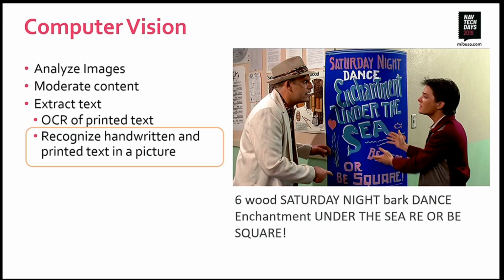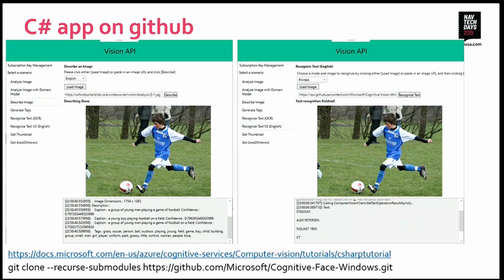the presentation for a couple of slides. This is actually the same program. This is one of my kids playing football, and I just tried to use different settings. In the first one, I used describe settings, and you can see that it can figure out that this is a young boy playing football on a field. This is pretty good, right? And the other one, where I said recognize text, it's actually able to detect some of the things that are on his shirt. Right, this is Alex Peterson and Stadium. Kind of cool, I think.